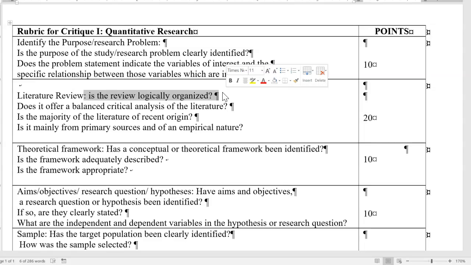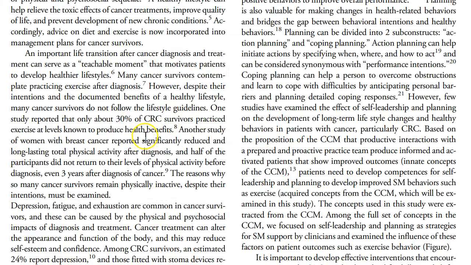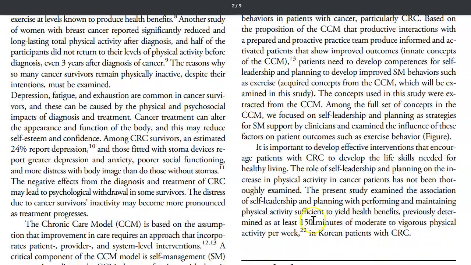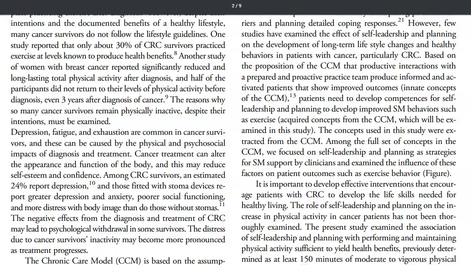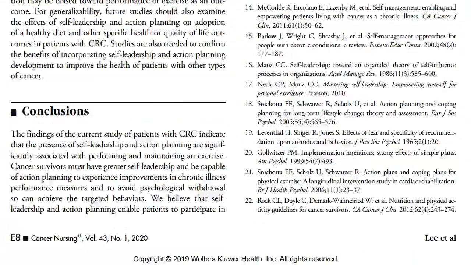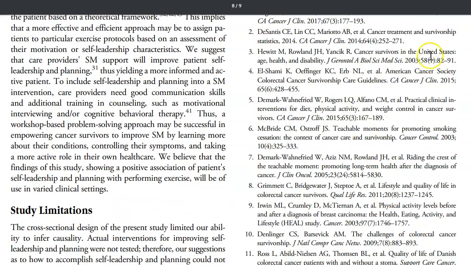Next, does it offer a balanced critical analysis of the literature? Oh, it's really hard to say. They didn't really present two sides. They just presented selected things that they wanted. Is the majority of the literature of recent origin? Okay, so for that, basically it looks like we're going from number 1 through number 22. So let's just scroll to the bottom here. And citations 1 through 22.